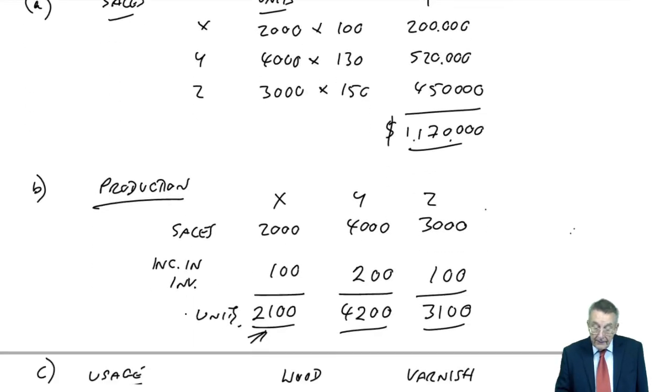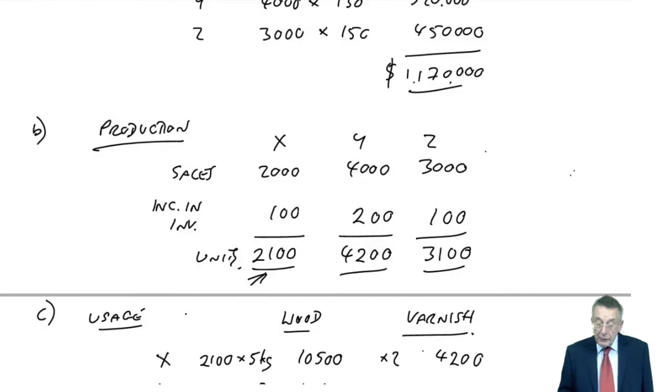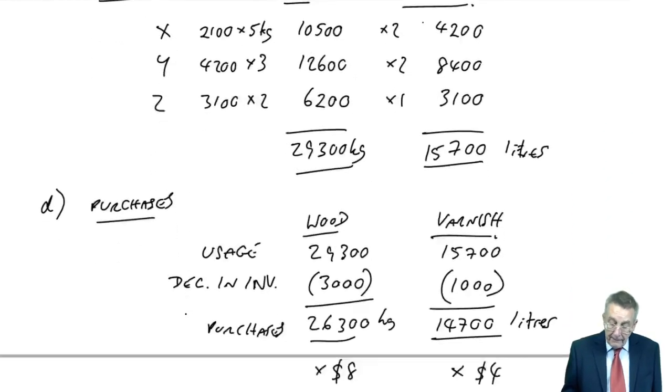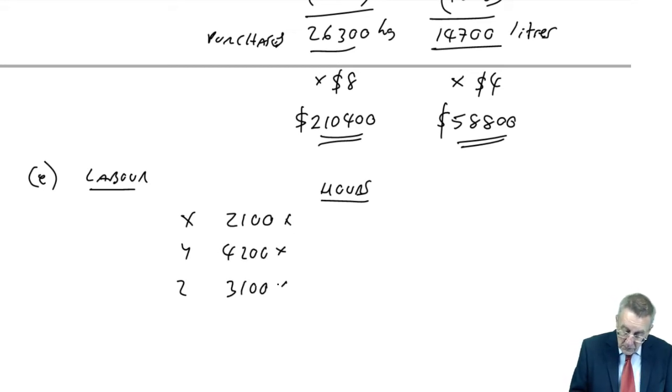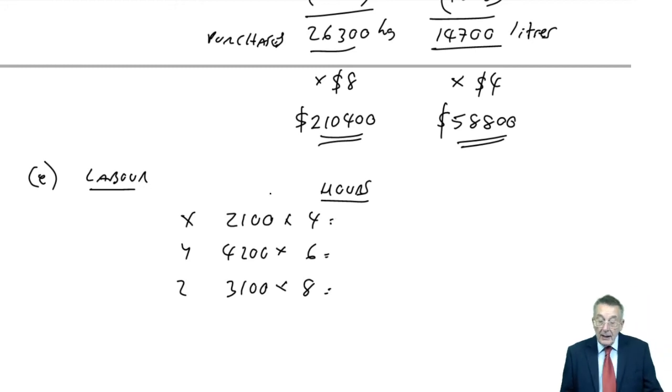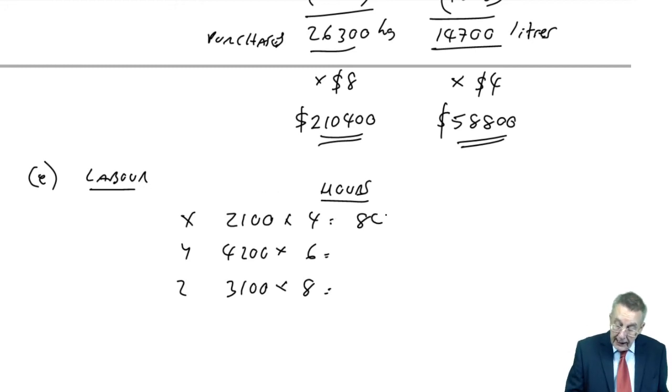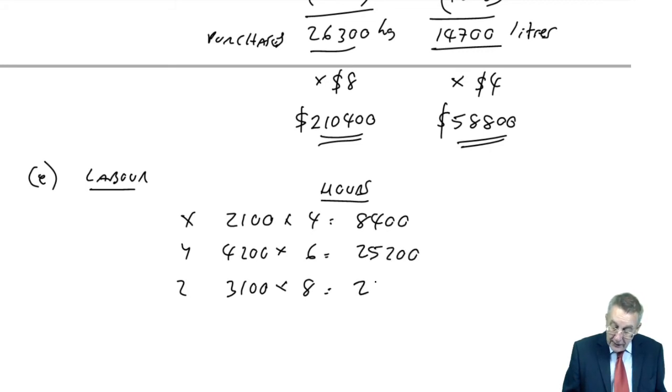2,100, 3,100, 4,200. The hours per unit for X is 4, for Y is 6, for Z is 8. And so the totals are 8,400, 25,200, 24,800.